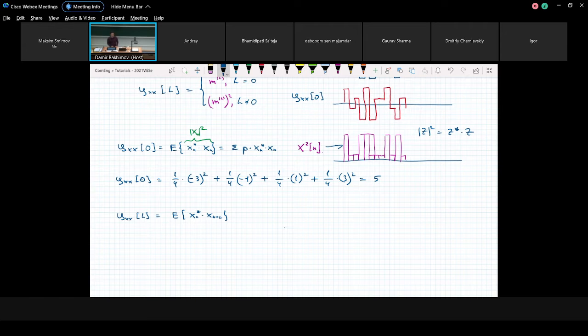But because we say that these sequences are independent, what happens? Not 0. Only for this specific example, it will be 0. But I want to say that this expression, because we have statistically independent symbols, we represent as expected value of x of n conjugate times expected value of x of n plus L, a product of two expected values. Of course, if you take this specific alphabet and calculate expected value, it will be 0, but only for this specific case. It's not necessarily true.